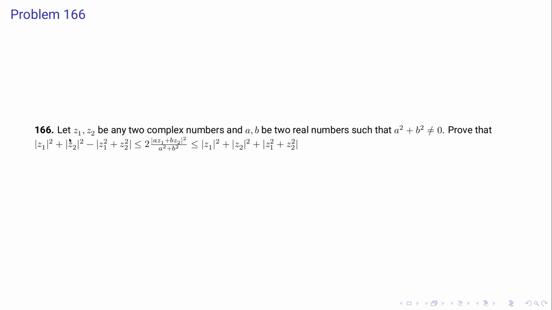Problem 166 says that let Z1, Z2 be two complex numbers and A, B be two real numbers such that A square plus B square is not equal to 0. Prove that mod Z1 square plus mod Z2 square minus mod of Z1 square plus Z2 square is less than or equal to 2 mod of (A Z1 plus B Z2) square divided by A square plus B square, which is less than or equal to mod of Z1 square plus mod of Z2 square plus mod of Z1 square plus Z2 square.